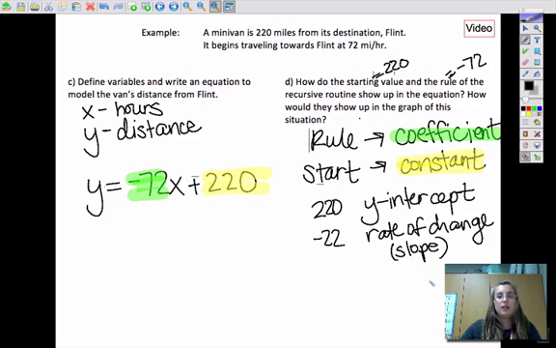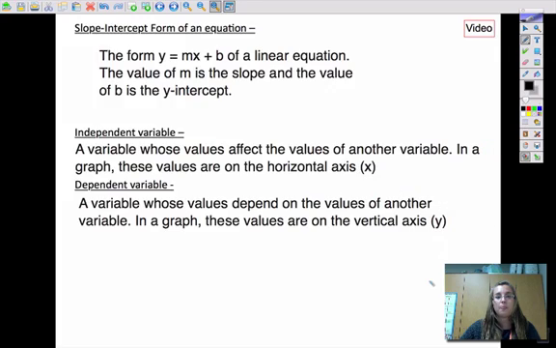All right, so now let's go ahead and define some things for you here. So the slope-intercept form is y equals mx plus b. I think you've seen this last year. That's always for linear equations. We talked about what linear means. Linear means in a straight line, a constant rate of change. It's changing by 72 every time in this situation. The value of m is called the slope. The value of b is the y-intercept. So the m is the coefficient. That's our slope or our rate of change. And b, the constant, is our y-intercept or our start. Okay. So if I'm using some of our terms from the recursive, the slope is that rule, and that y-intercept is our start.